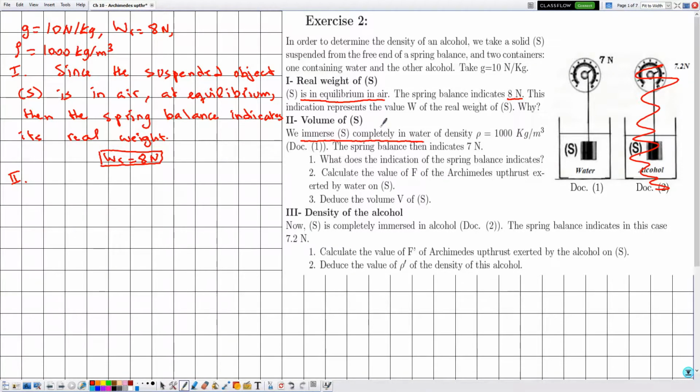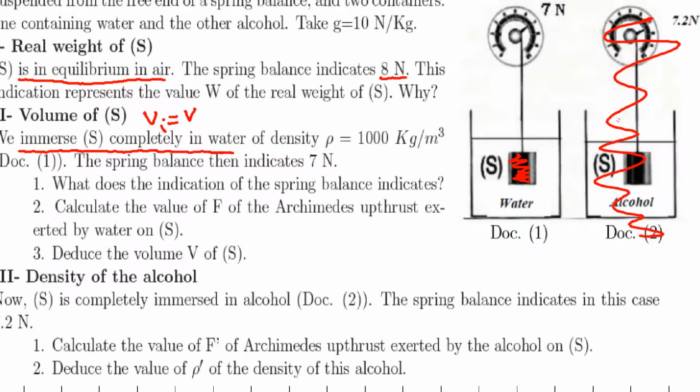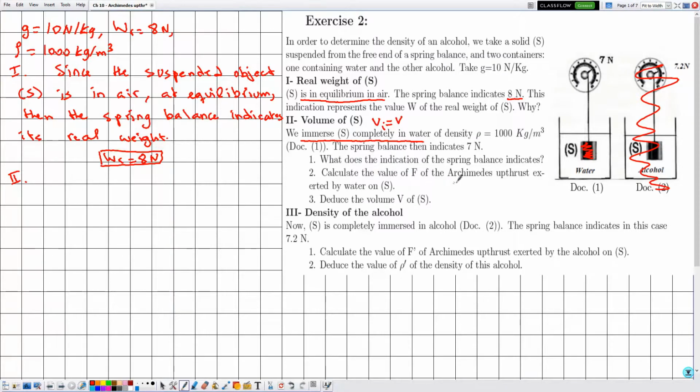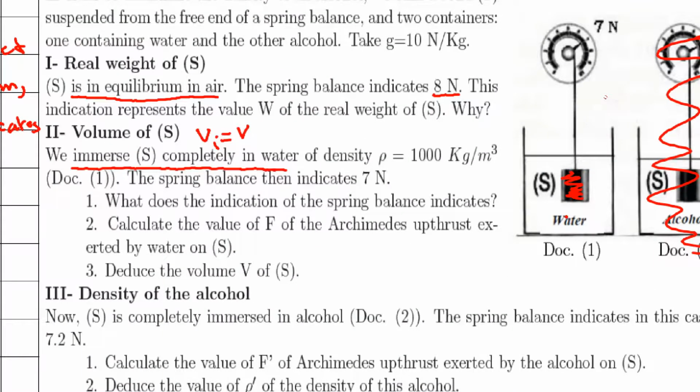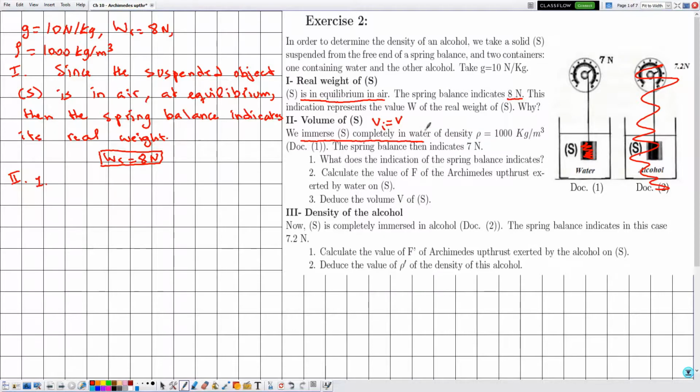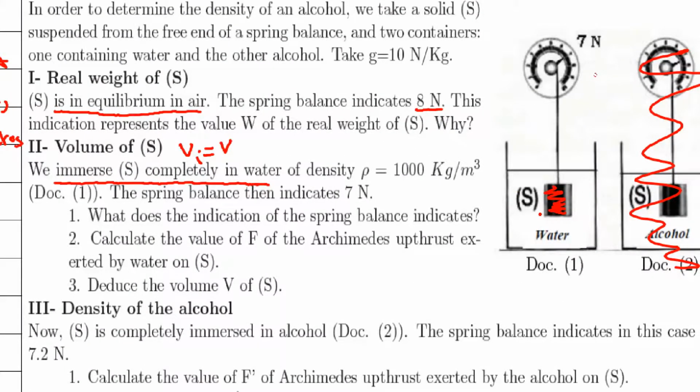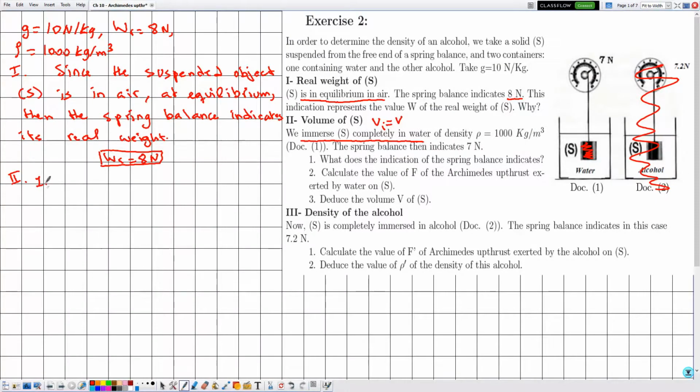So what does this mean? That the volume V_i of the immersed part is equal to the volume of the solid S, which is V. So this is the solid S completely immersed in water. The spring balance in this case indicates 7 newtons. Number 1, what does the indication of the spring balance indicate? Knowing that solid S is at equilibrium in water, in this case the spring balance indicates the apparent weight. The spring balance always indicates weight, but because the solid S is in water and not in air, it indicates the apparent weight.